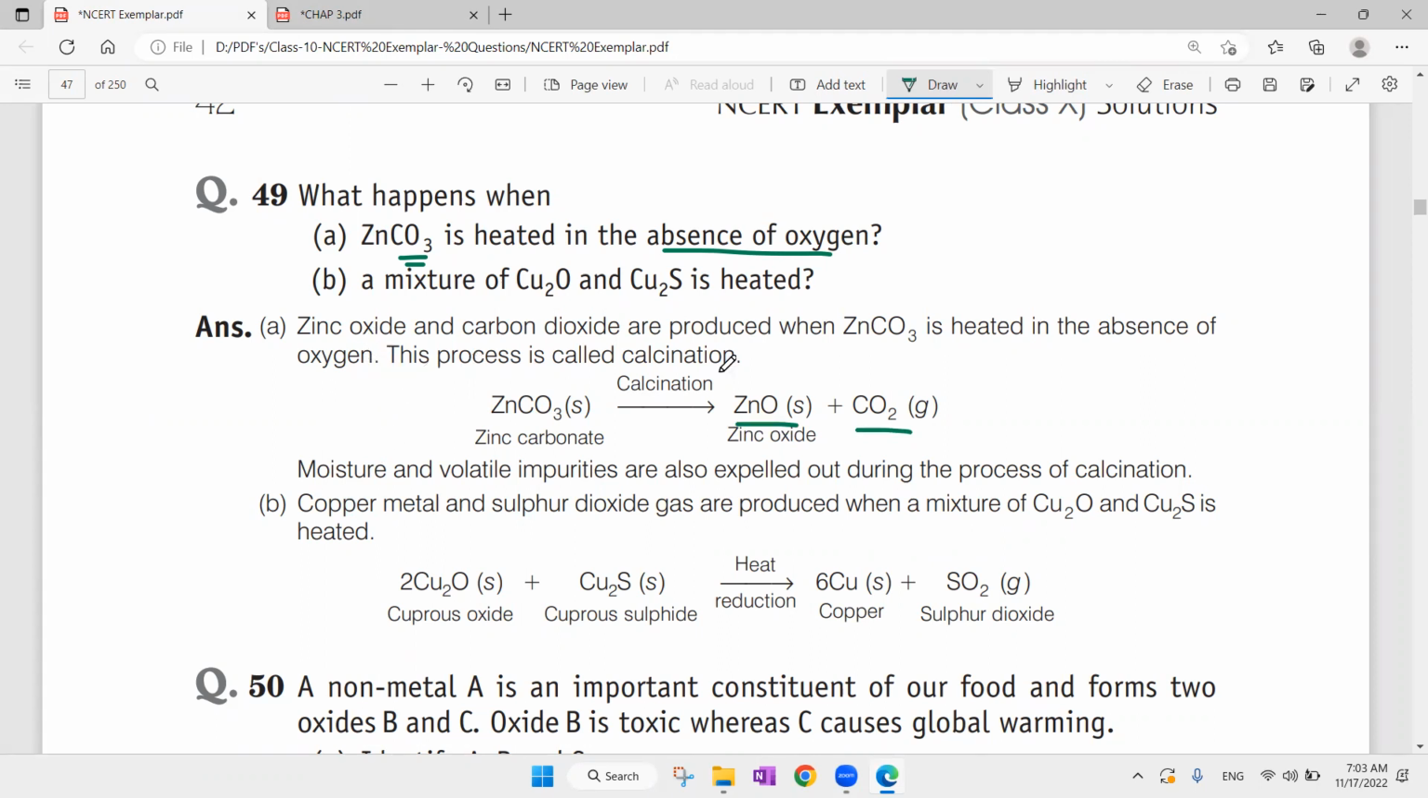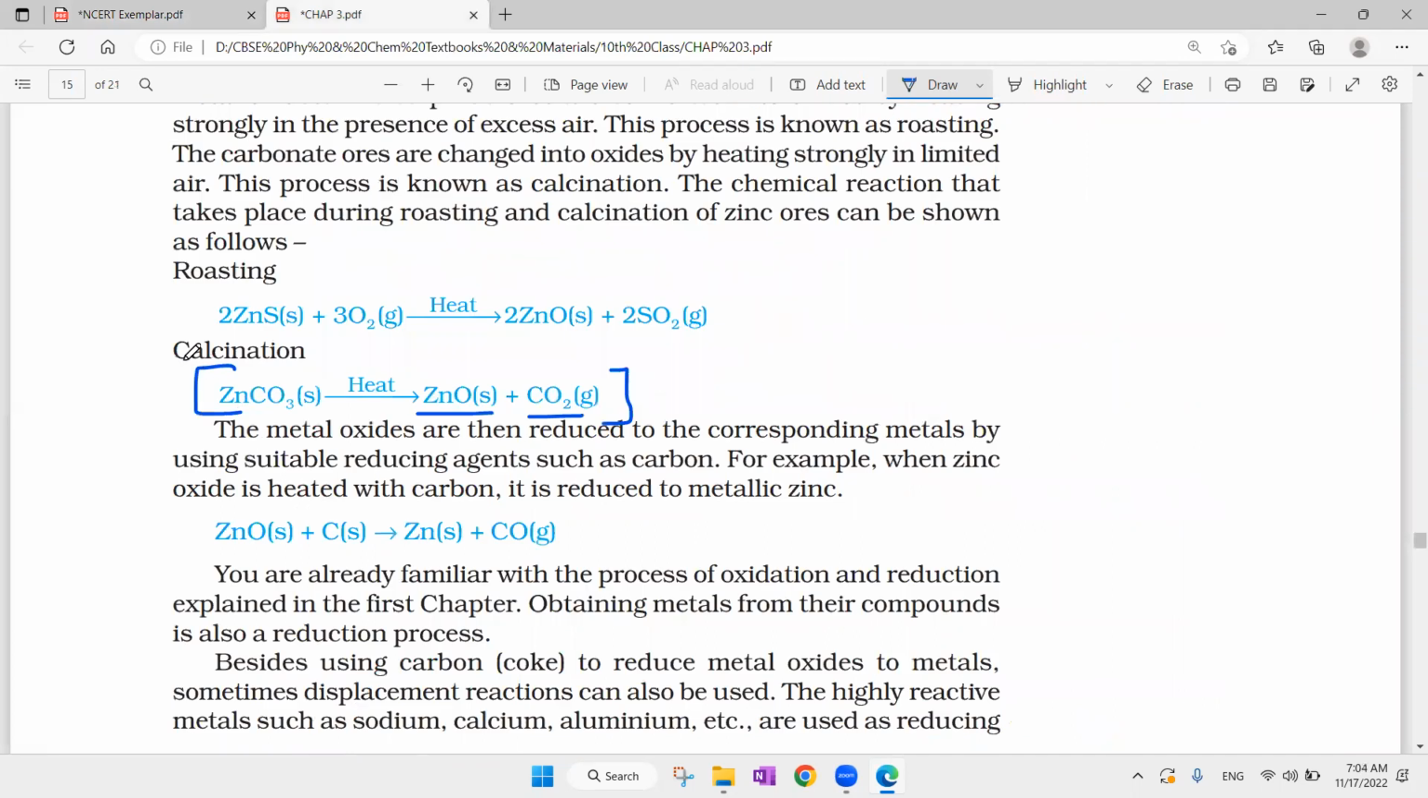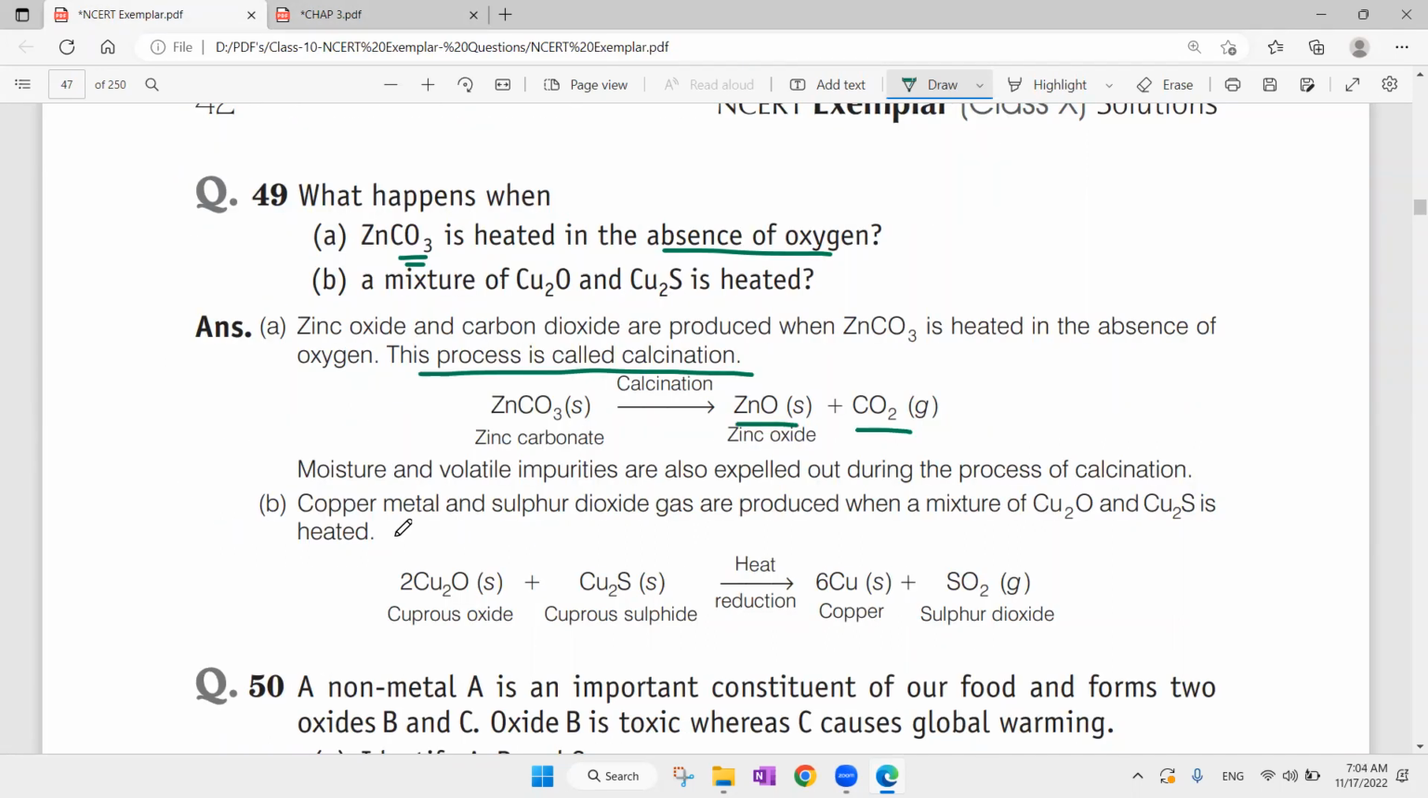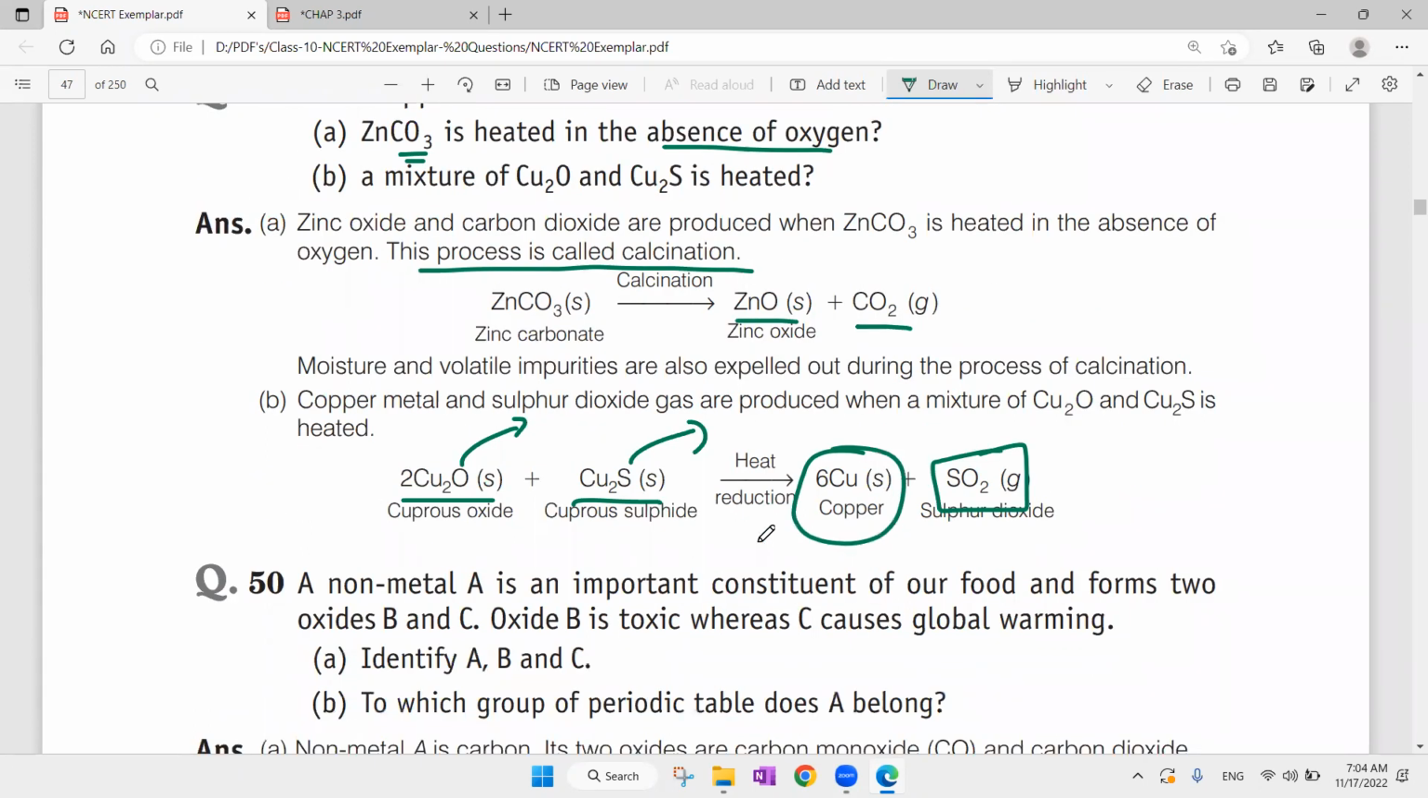This process is called calcination. In textbook also they have written this is calcination. Then a mixture of Cu2O and CuS is heated. So copper oxide and copper sulfide is heated. What will happen? From copper oxide, oxygen will come out. From copper sulfide, sulfur will come out. So oxygen and sulfur will both mix together to form sulfur dioxide, and both coppers will be mixed. So we will get copper. So copper metal and sulfur dioxide are produced.